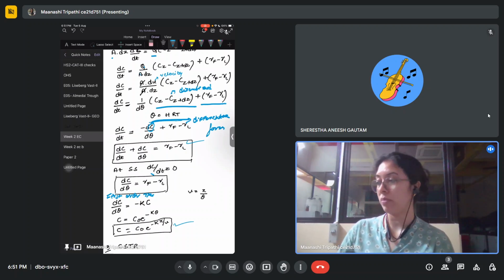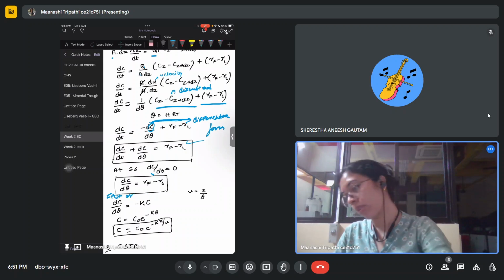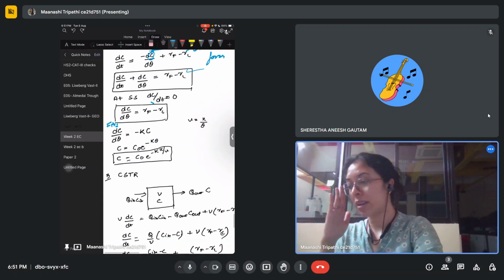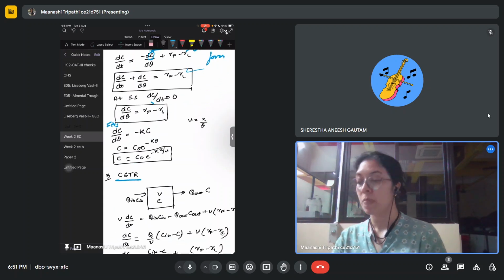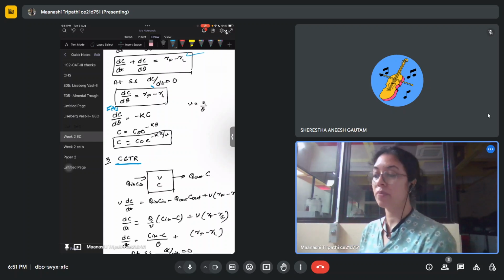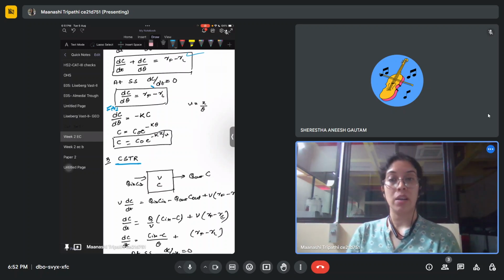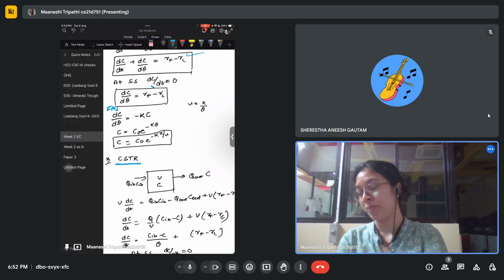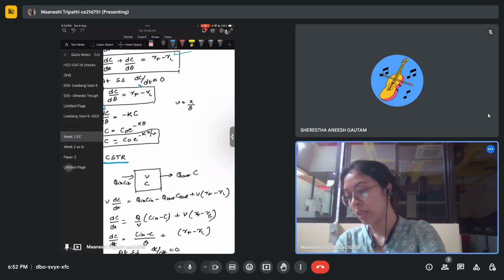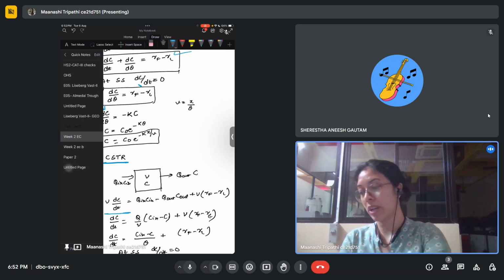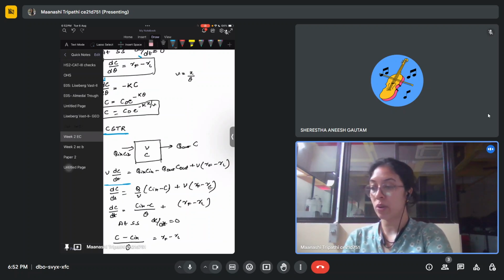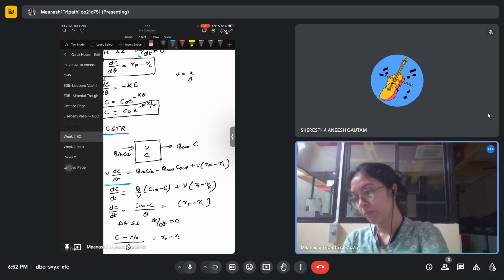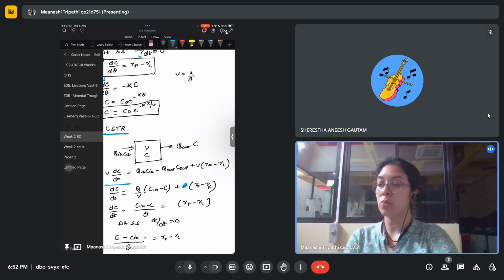Coming to the other form, which is CSTR. CSTR is a kind of batch reactor which is not a closed system. It means there is some incoming flow and some outgoing flow. So a similar equation can be written. This is the basic equation. Here we will divide the whole equation by V. So dC by dt is equal to Q by V, C in minus C, plus Rf minus RL.